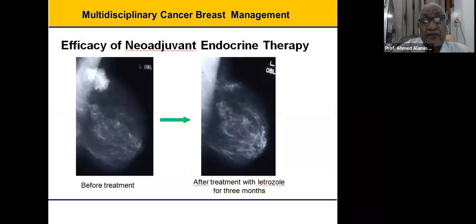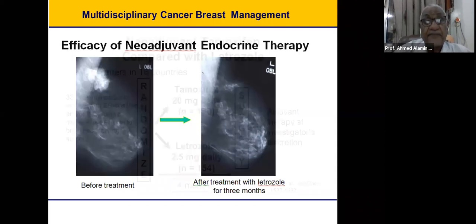As we said previously, if chemotherapy is not possible because of the morbidity of the patient, who cannot tolerate it, endocrine therapy can really produce good effects in some patients. As you see in these mammograms, before treatment the lump is there, as you see in the upper left corner, and after treatment with letrozole, which is a hormonal therapy, the mass almost completely disappeared.